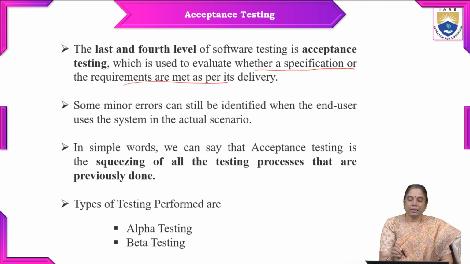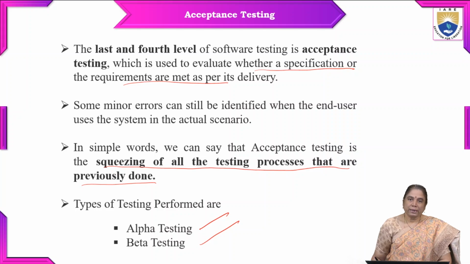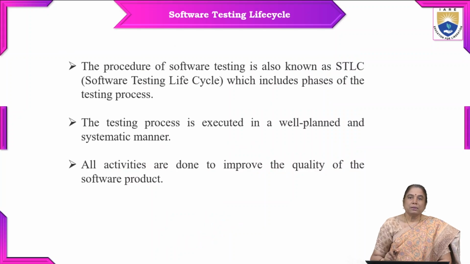So minor errors can still be identified when the end user uses the system in the actual scenario. So here acceptance testing is majorly used to wrap up all the testing processes that were previously done. And here the types of testing that can be performed are alpha testing and beta testing. So these are the various levels of testing: unit testing, integration testing, system testing and acceptance testing.